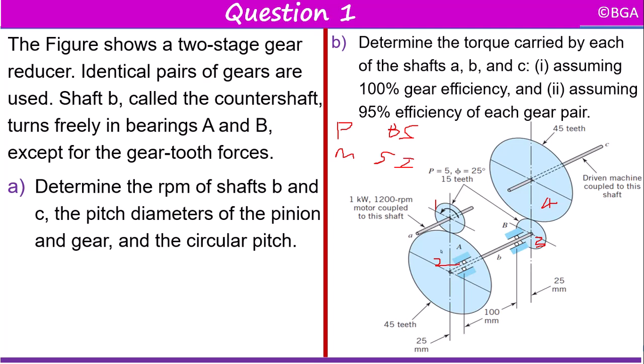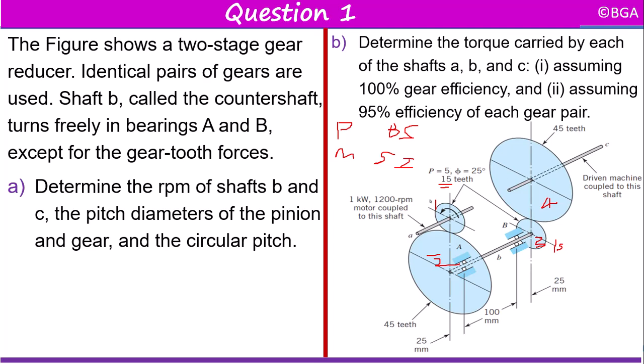So this will be transmitted to gear 2 and then through the shaft B and then to gear 3 and finally to the output shaft gear 4. Another piece of information given here is the number of teeth of each gear. So the input gear has 15 teeth and the driven gear, gear 2 here, has 45 teeth, the third gear has 15 teeth and then finally the output gear has 45 teeth.